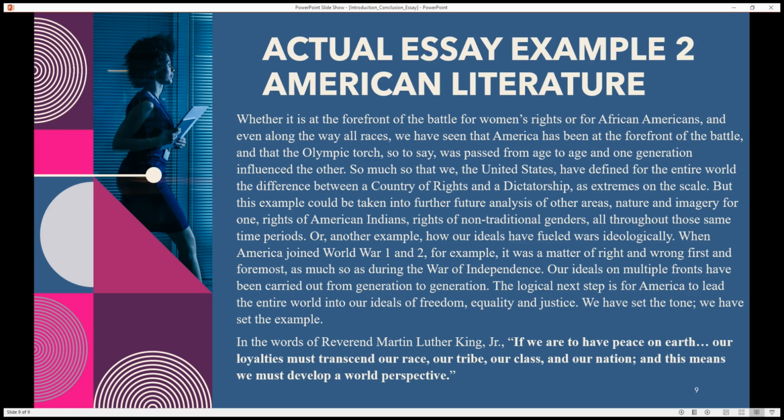When America joined World War I and II, for example, it was a matter of right and wrong first and foremost, as much so as during the War of Independence. Our ideals on multiple fronts have been carried out from generation to generation. The logical next step is for America to lead the entire world into our ideals of freedom, equality, and justice. We have set the tone, we have set the example. In the words of Reverend Martin Luther King Jr., if we are to have peace on earth, our loyalties must transcend our race, our tribe, our class, and our nation. And this means we must develop a world perspective.